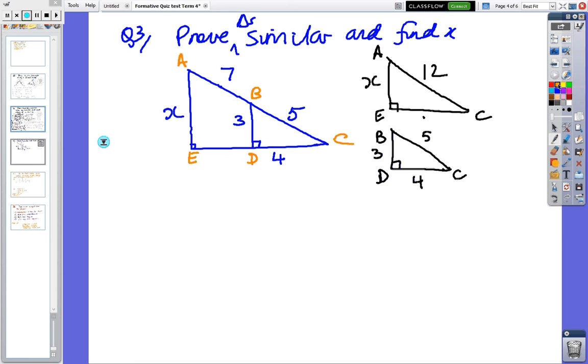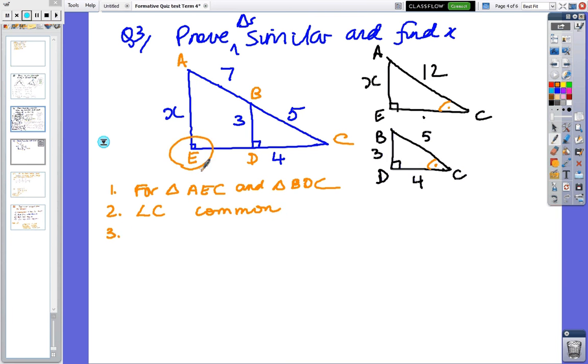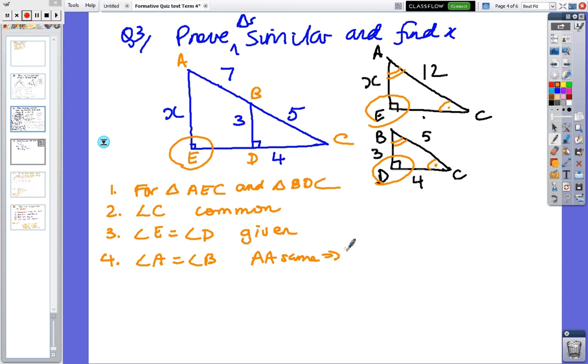Okay. So angle C. Okay, first line is introduce the triangles. So for triangles A, E, C, and triangle B, D, C, first line. Okay, angle C is common. It's in both triangles, so that's your first A. Number 3, angle E equals angle D. Why? Because it was given to you. And that means that that angle at A must be B. And the reason is, once you've got 2 angles the same, then the third angle's the same.